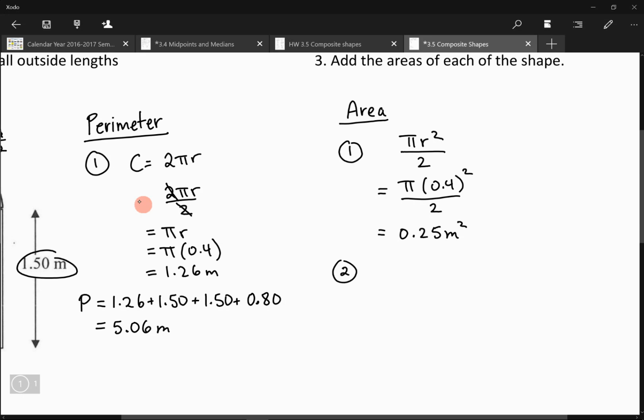Next is the area of the rectangle. That's a lot easier to do. The area is just length times width. And if I multiply the length and the width, I'll be multiplying two values here, 1.5 times 0.8. And together, when I multiply those two values, I get 1.2 meters squared.